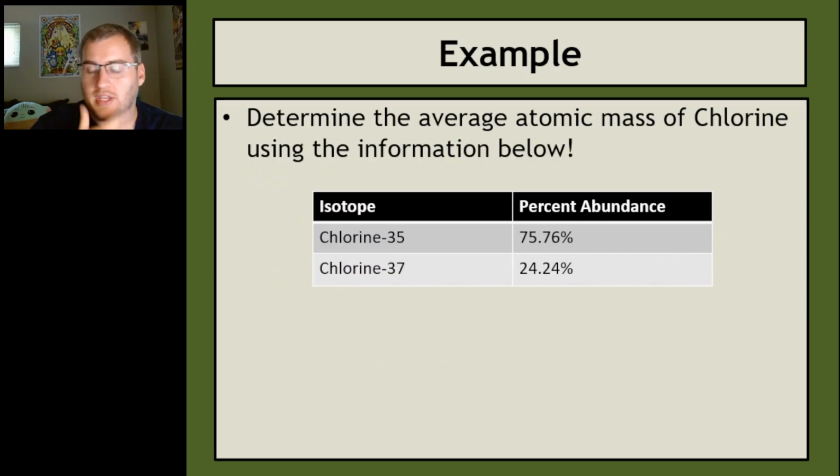Okay, so here we have some information about chlorine. It says determine the average atomic mass of chlorine using the information below. So all I have here is two isotopes, chlorine-35. If you see it written like this with a dash and a number, that's telling you its mass number. So this is chlorine that weighs 35 AMU, and I have chlorine that weighs 37. They don't appear equally in nature. It looks like according to our percent abundance, chlorine-35 is more abundant. Chlorine-37 is a little bit more rare, but they still both appear pretty often.